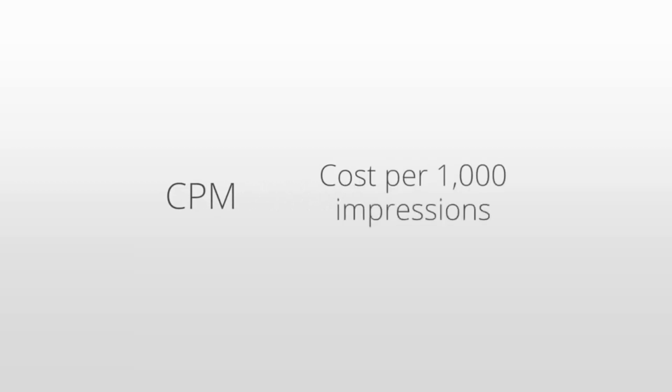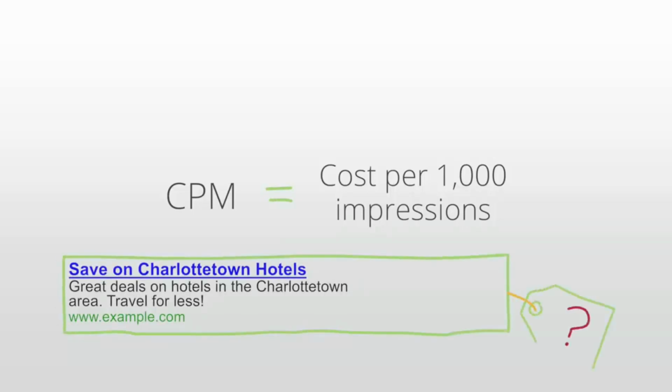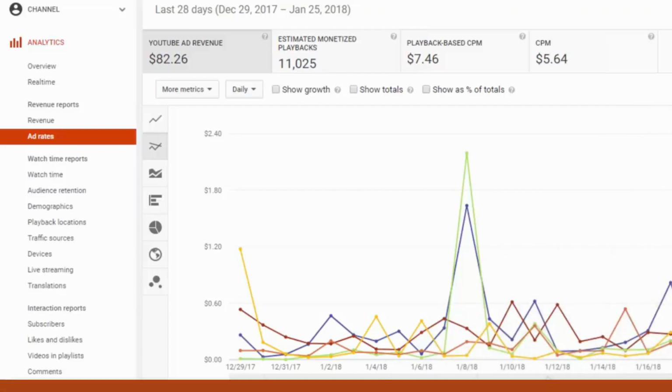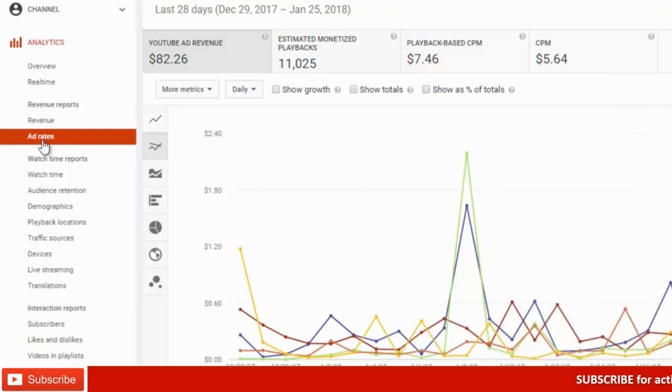If you're not sure what CPM is, it stands for cost per mille, which is Latin for 1,000. It is a marketing term used to denote the price of 1,000 advertisement impressions on a YouTube video or a page. If a publisher charges $2 CPM, that means an advertiser must pay $2 for every 1,000 impressions of its ad. So how do you find your YouTube channel's CPM? If you head over to your YouTube channel analytics, then go to ad rates, you find your CPM.